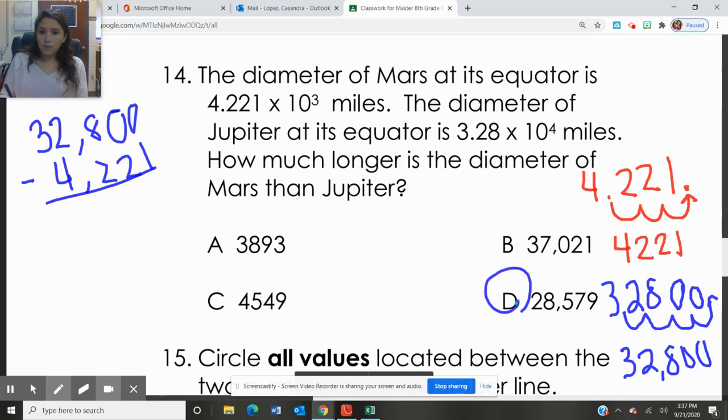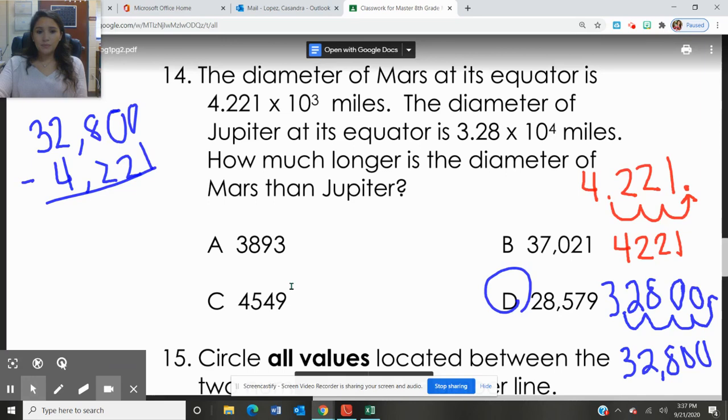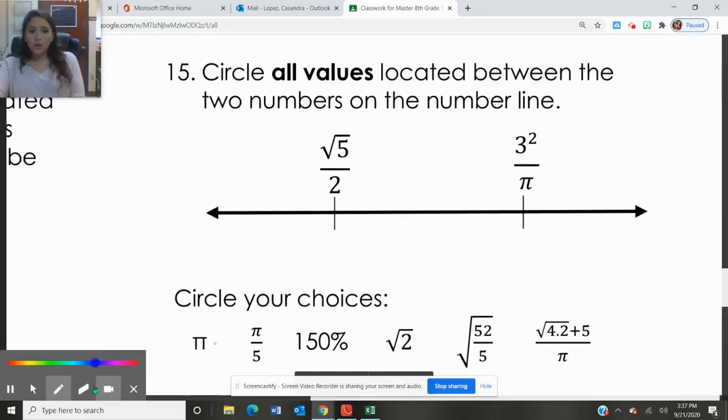Okay, let's take a look at question number 15. Question number 15 says circle all values located between the two numbers on the number line. I have the square root of 5 over 2 and 3 squared divided by pi. And then I have all of these down here.